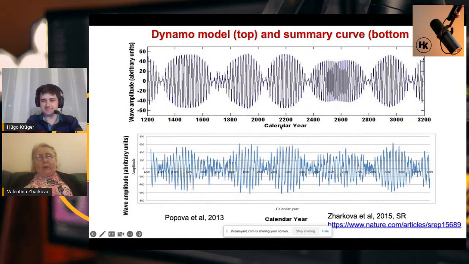Now we know that the waves should interfere. At the bottom is our curve, which we derived from the observations, the summary curve, and the top, which we derived from the dipole dynamo waves in these two layers. So you see, we managed to reproduce pretty closely the waves like this and that. This one, which is elongated with the maximum here and that.